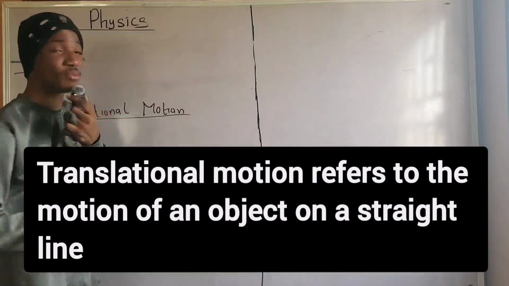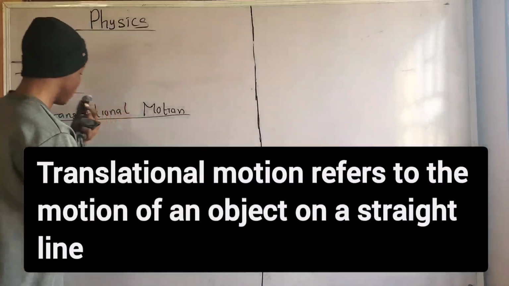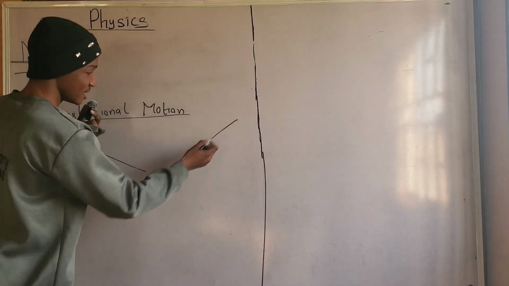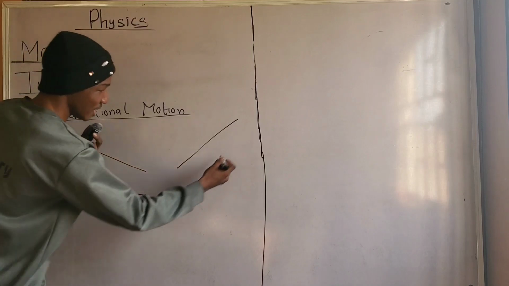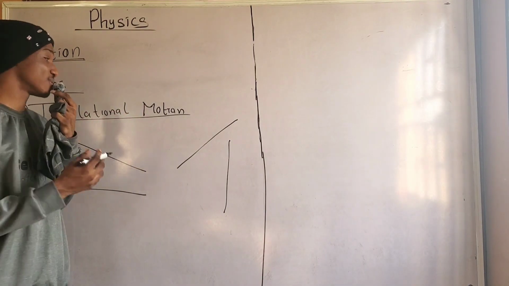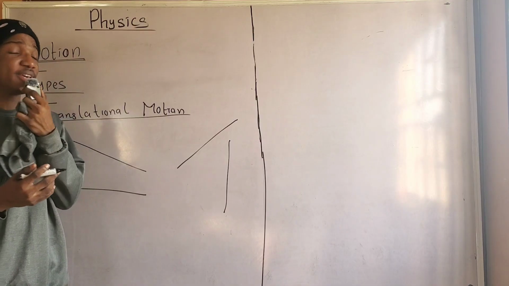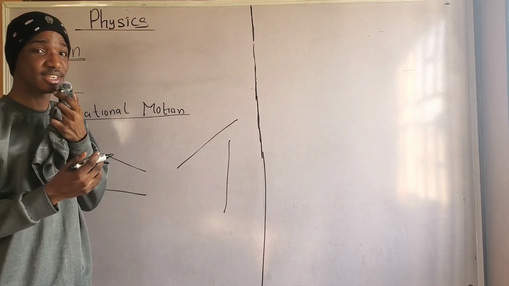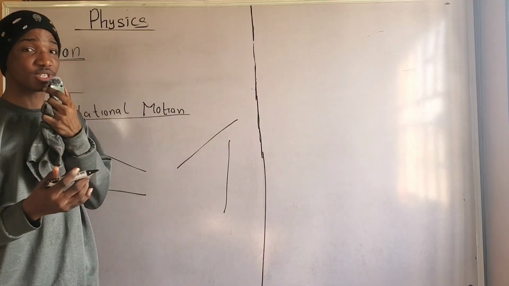So anytime you have the motion of an object, maybe like this, you can see that the motion is straight. Or like this, or like this. That object is said to have undergone translational motion. A typical example is the motion of a car on the road. That is a typical example of translational motion.